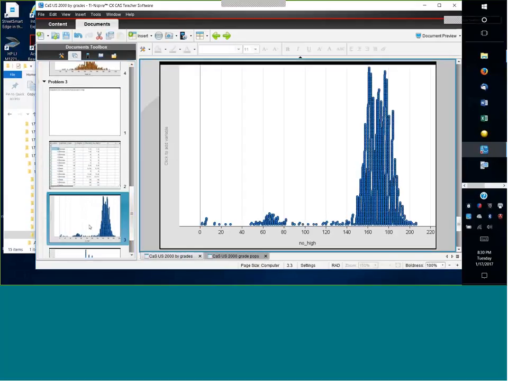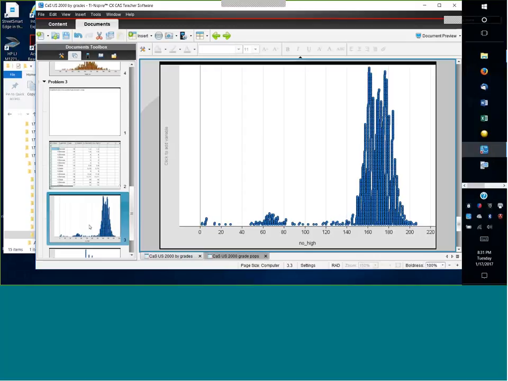And here's for seniors. So, do you see any similarities among these 3 different distributions? Again, seniors, 8th graders, and 4th graders. Think about similarities and differences.